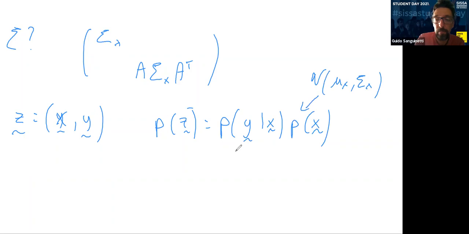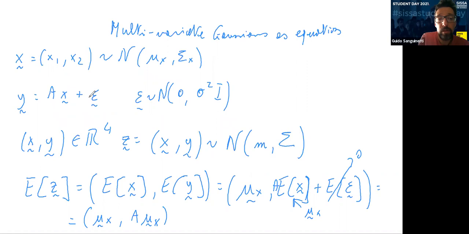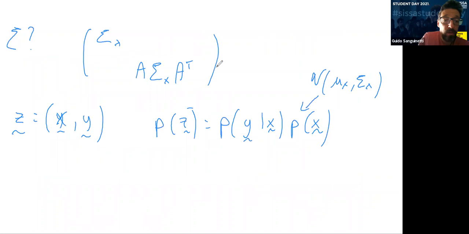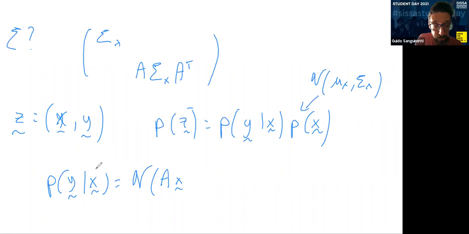P of y given x is trivial when it is given in terms of equations, yeah? Because an equation is a conditional, essentially. So if I know x, what do I need to do to get y? I just multiply it by the matrix A, and then I add some Gaussian noise. P of y given x in this equation-centric world is just going to be a Gaussian with mean Ax, because x, when I'm conditioning on it, that means I'm sticking the value in, I'm fixing it, and then sigma squared the identity.